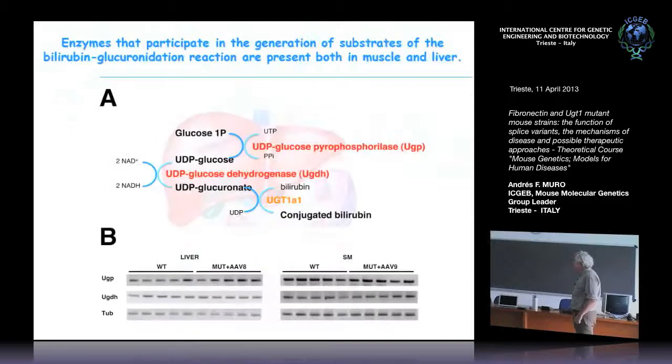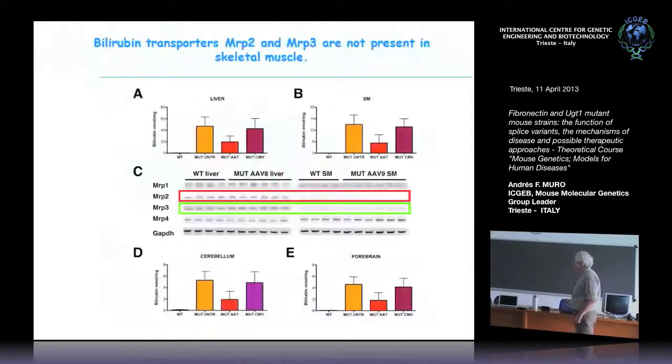So we then analyzed what happened in the muscle, always thinking that the muscle could be a good target for gene therapy, and we saw that all the enzymes that produce the precursors of the substrate were present. This is RT-PCR of the liver and skeletal muscle. And we have seen also that, well, we think that this is the problem. Some of the transporters of conjugated bilirubin are missing in the muscles, so it is possible that the enzymatic reaction is slower in the muscle due to the absence of the precursor. And this is what we think.